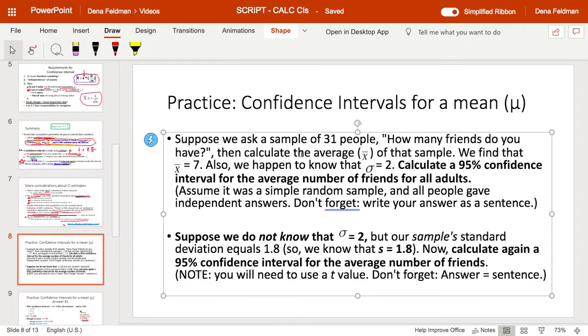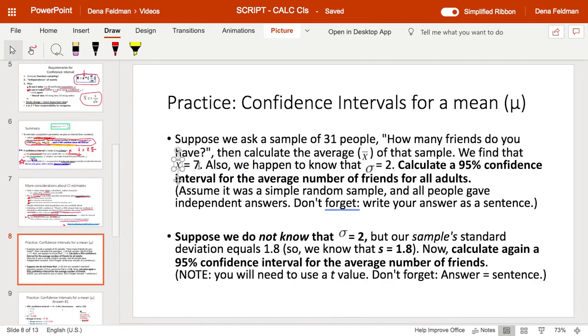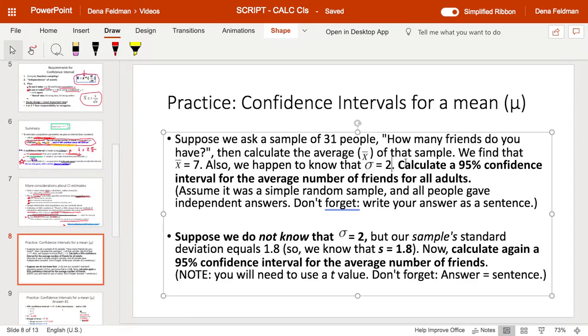Suppose we have asked a sample of 31 people, again, 31 people, how many friends do you have? So then we can calculate an average from that sample. Turns out that that average number of friends is still 7. And again, we happen to know the standard deviation of the population, and it's still 2. Now here we're saying calculate a 95% confidence interval, not a 98% confidence interval.